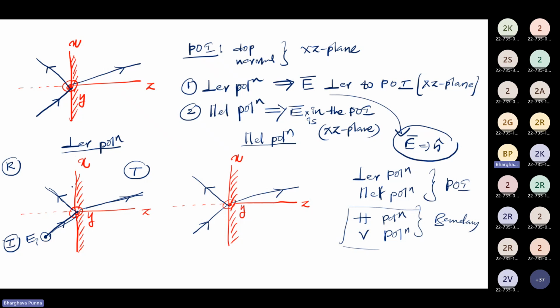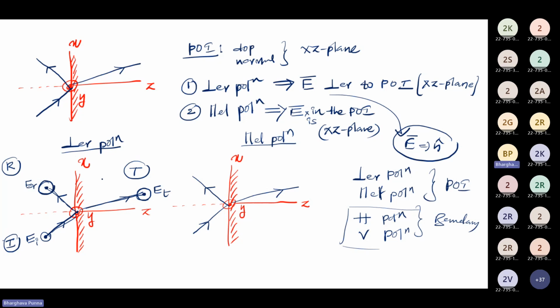In all three waves, the electric field must be perpendicular to the plane of incidence only. That means it should come out of the screen or go into the screen. We are working with the positive quantities of the electric field, that's why we have taken it coming out of the screen. The transmitted wave is also coming out of the screen, so we take it as ET. For the reflected wave also it is coming out of the screen, that is ER.